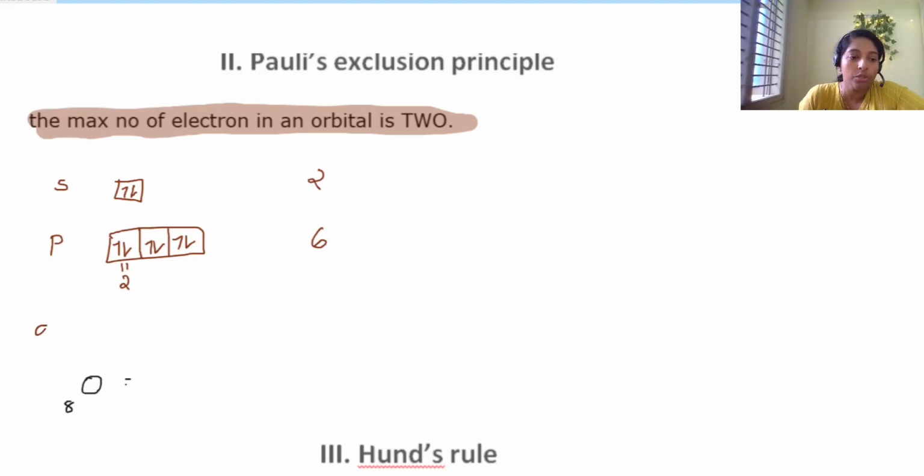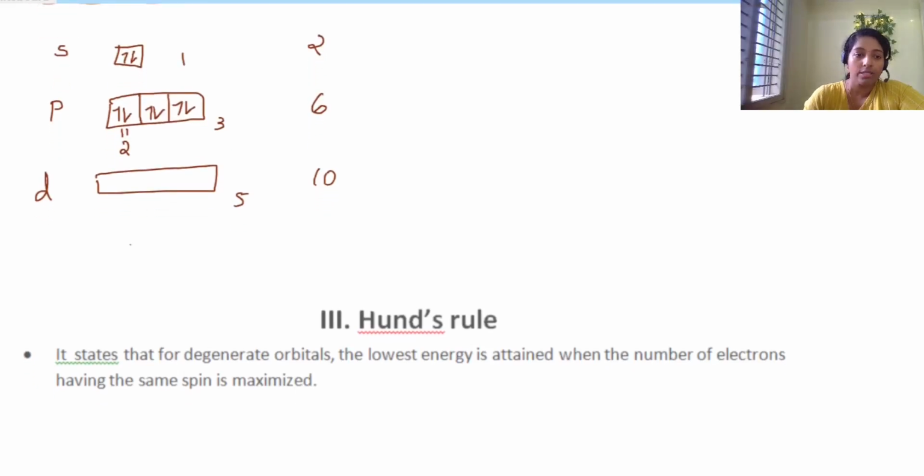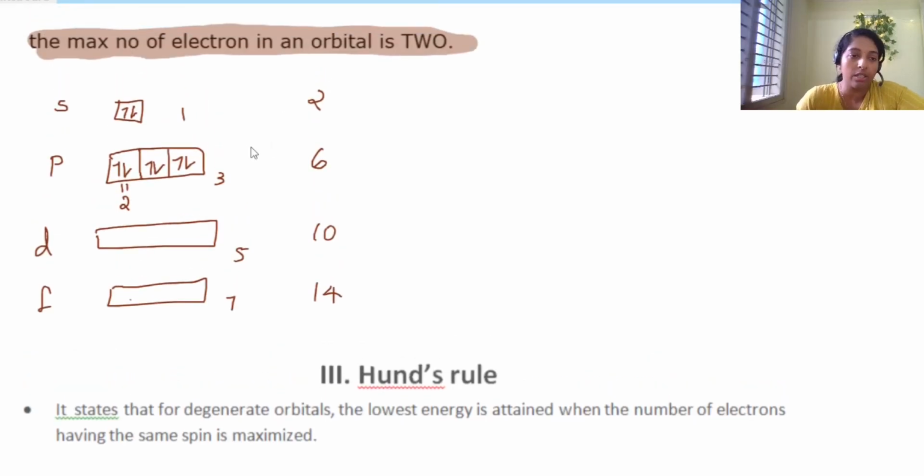Okay. Then what about d? D contains 5 orbitals, since it's odd numbers 1, 3 and 5. So definitely 5 times 2, so 10 electrons they can accommodate. And then what about f? F has 7 orbitals, and each one can accommodate 2, so 14 electrons. So the subshell capacities as a whole are 2, 6, 10, 14.